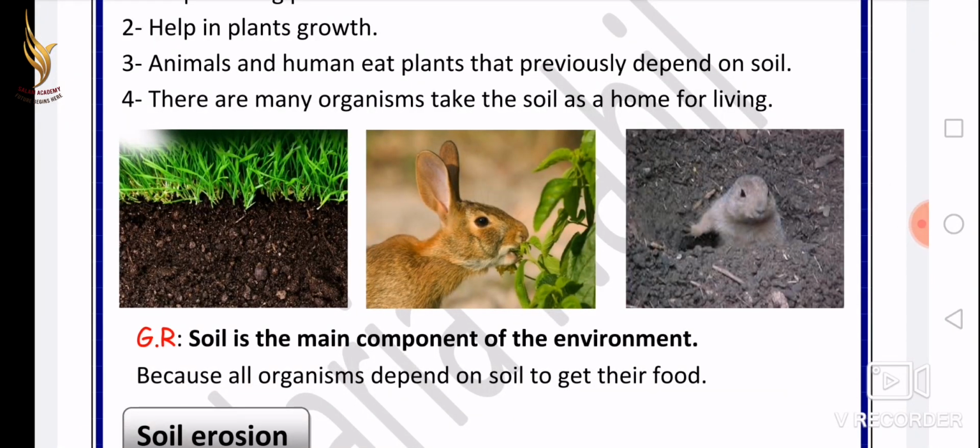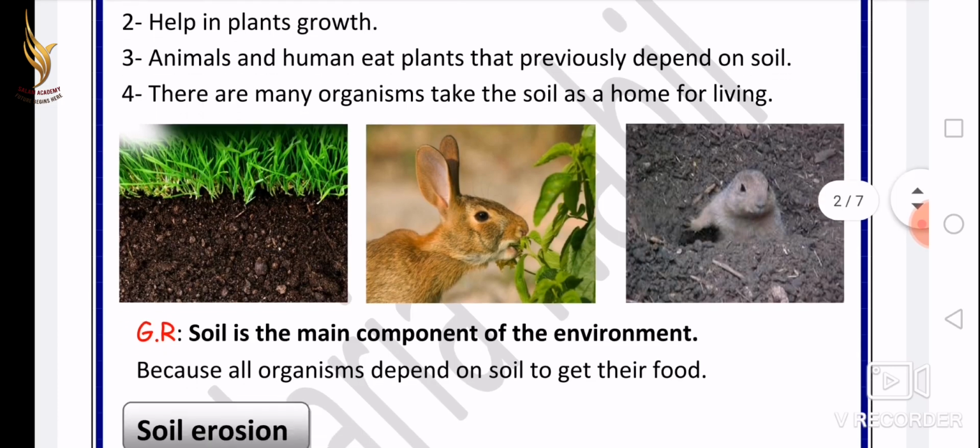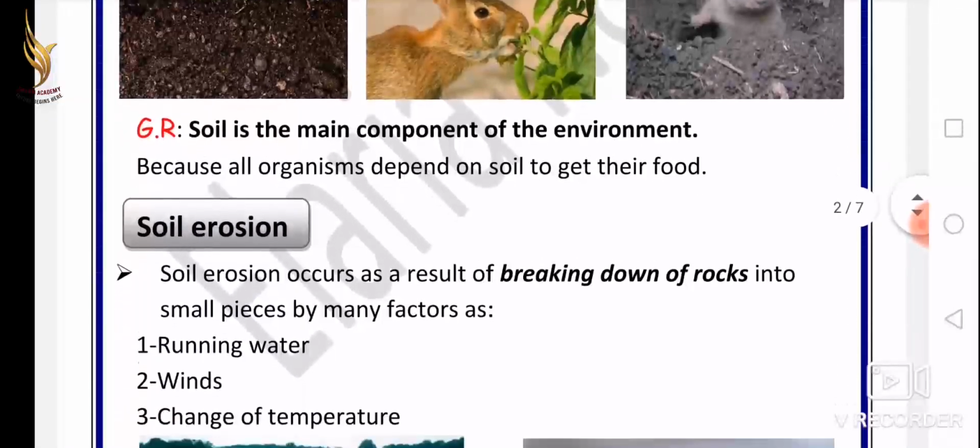So the question, give reason. Soil is the main component of the environment. Why is the soil a main component of the environment? The answer, because all organisms depend on soil to get their food. Okay? Because all organisms depend on soil to get their food.